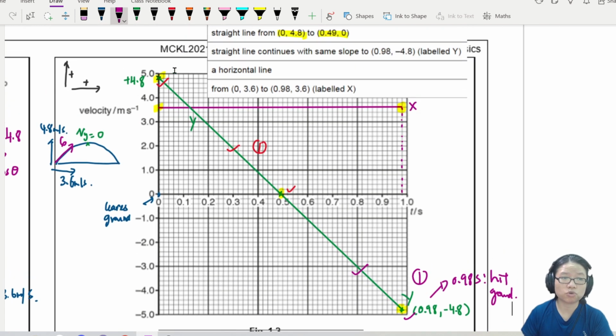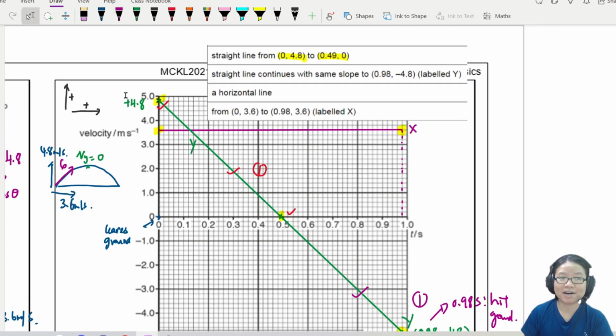Okay, so even if you don't know how to calculate certain values, 4.8 is given to you. 3.6 is also given to you. You should be able to draw, because they give you the value already. 4.8 is given in the question, 3.6 also given in the question. So if you know how to trend, this is just bonus. All right, let's move on to the next part.